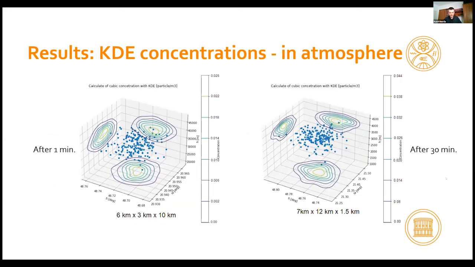And finally, let's look at volume concentration in the atmosphere. In the 2D and 3D projection, we see the geographical location and the altitudes of all clones. To the right is the state of the cloud 1 minute after fragmentation. And on the right, we can see the cloud after 30 minutes of flight.